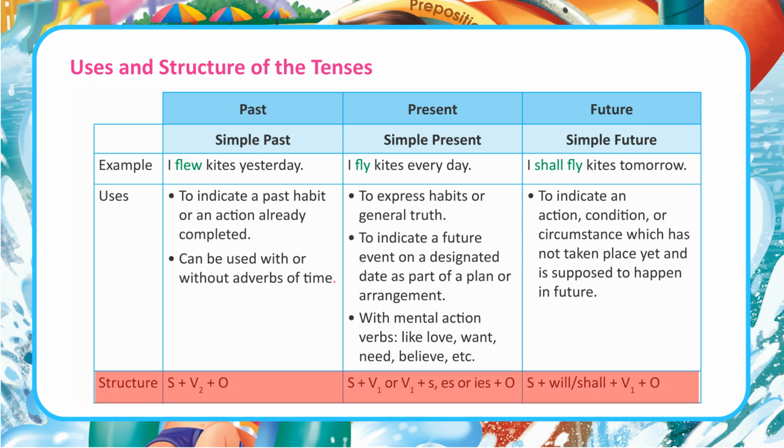Structure: S plus V2 plus O. S plus V1 or V1 plus S or IES plus O. S plus will/shall plus V1 plus O.